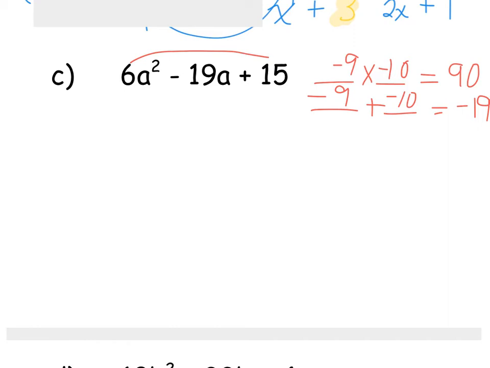All right. So let's separate my screen here, so I can do both methods. So I'm going to do the decomposition method first. So I'm going to decompose my middle term into negative 9 and negative 10. So minus 9a and minus 10a, and then plus 15.